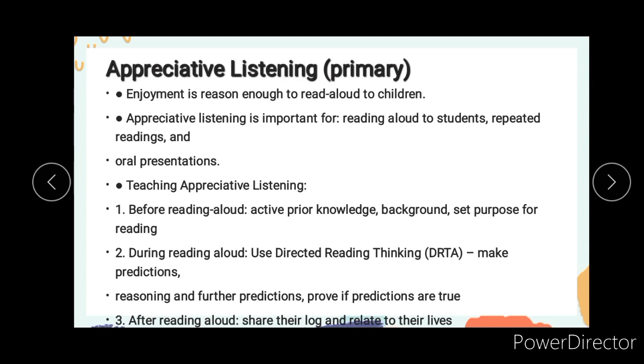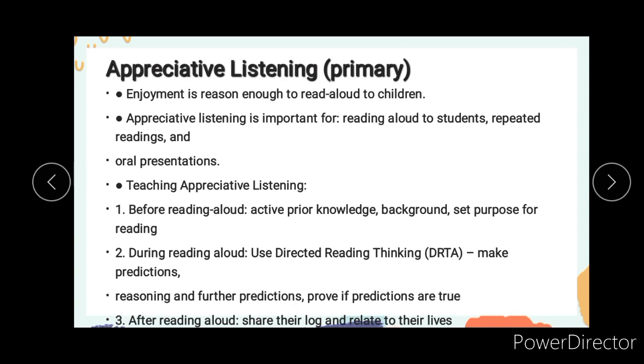Appreciative listening focuses on primary. Enjoyment is the reason enough to read aloud to children. Appreciative listening is important for reading aloud to students, repeated readings, and oral presentation. And teaching appreciative listening includes before reading aloud, during reading aloud, and after reading aloud.